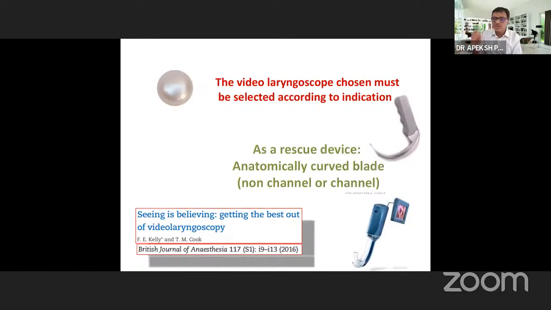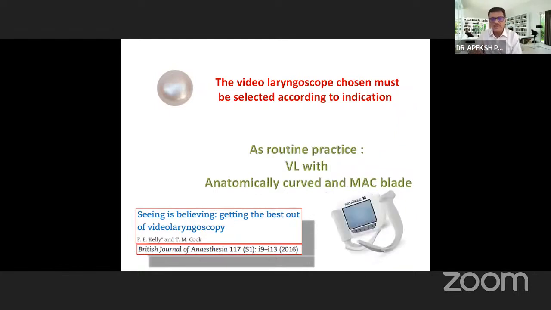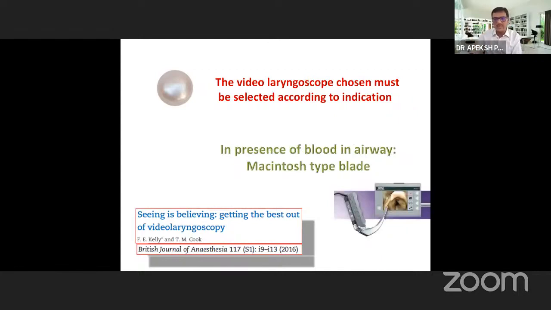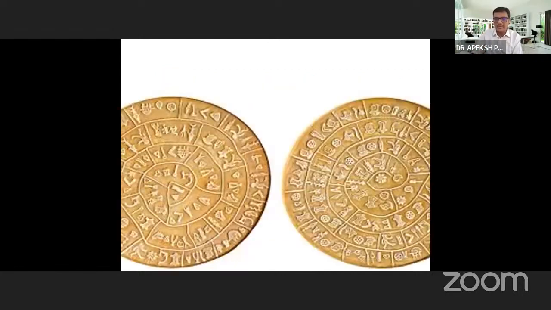The video laryngoscope chosen must be selected according to indication. If you are using it for a difficult airway, then you should have an anatomically curved blade. If you are using it for a routine case, then you should have both types of blade, angulated, anatomically curved, and Macintosh blade. Specifically in a predicted difficult airway, you should have an anatomically curved blade. In the presence of blood, you should have a Macintosh type of blade.